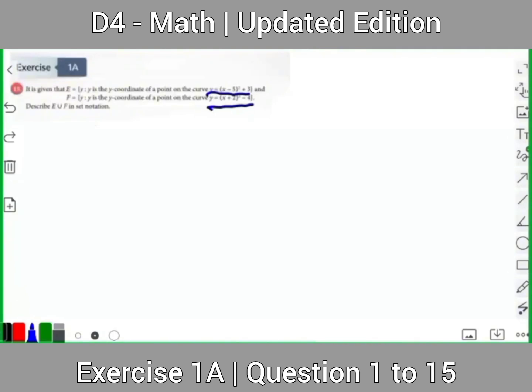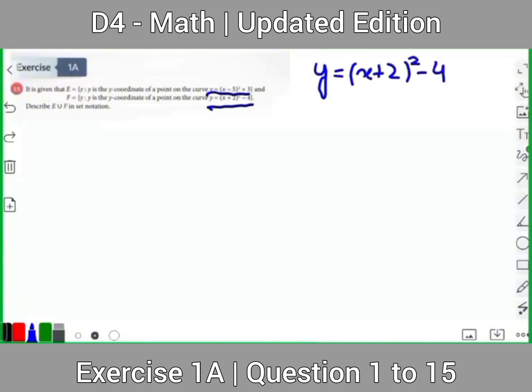Since we have two curves, the first curve is y equals (x minus 5) whole square plus 3, and the other is y equals (x plus 2) whole square minus 4. If we take any real number as a value of x and put it into these two equations given in the question, then the squared term is always non-negative, because both of these equations involve a square. So now we take the equation of the curve y equals (x plus 2) whole square minus 4.